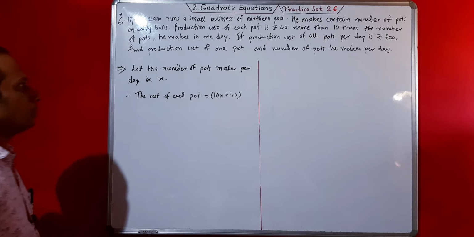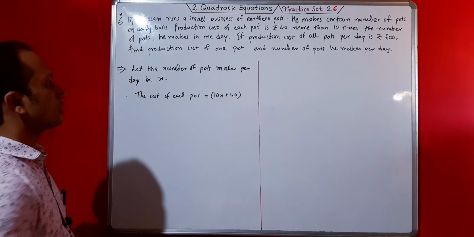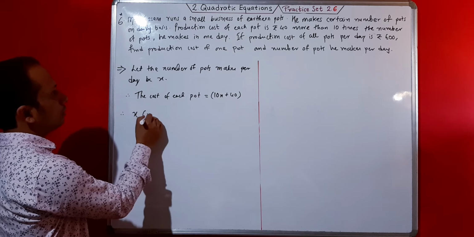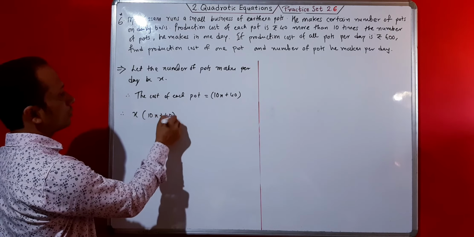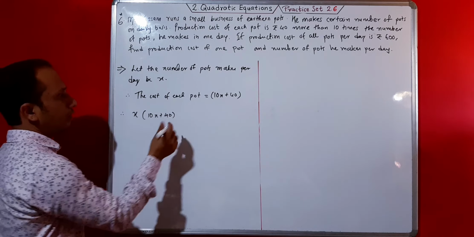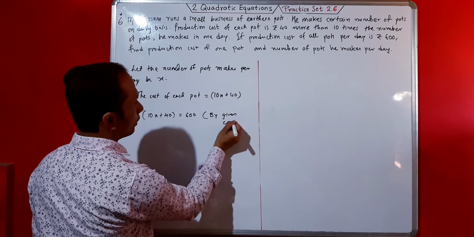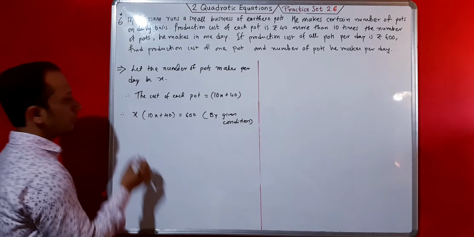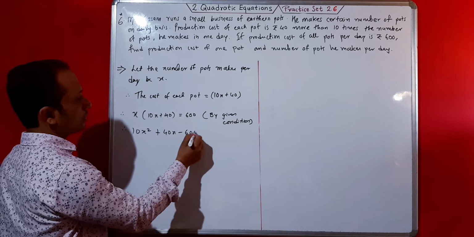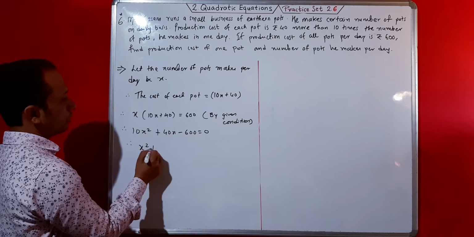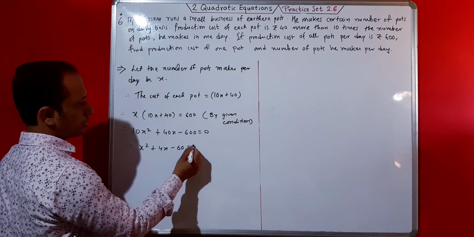Okay, so now you know that the total production cost of all pots per day is 600. Therefore, you can write that x into 10x plus 40. So this is actually the number of pots made per day, and its cost is 600. By given condition, you can write. Okay, so after writing this, just solve this. 10x square plus 40x minus 600 is equal to 0, divided by 10. So x square plus 4x, minus 60 is equal to 0.